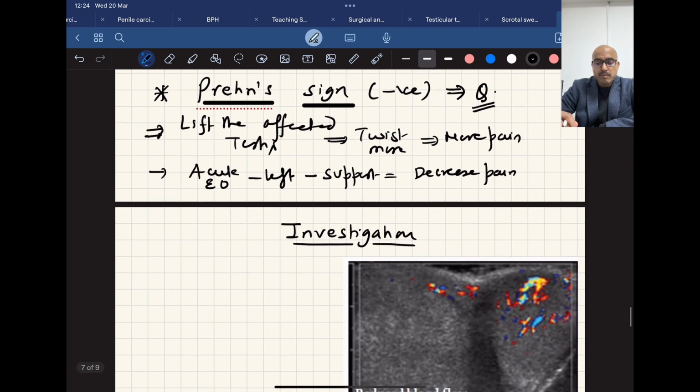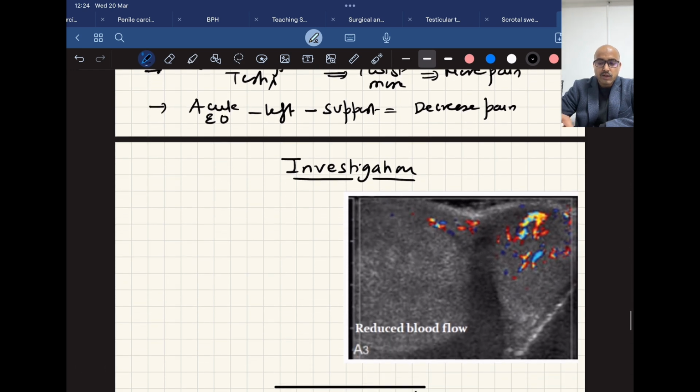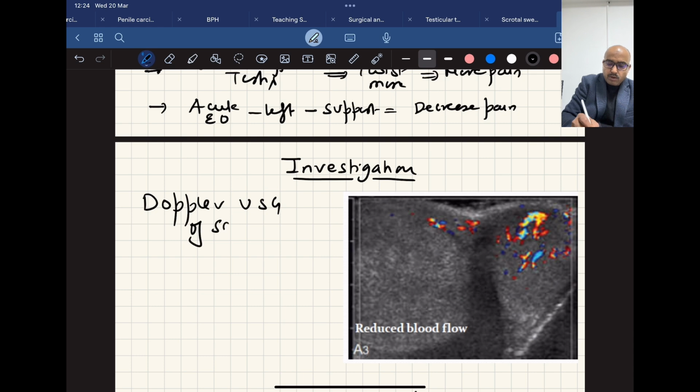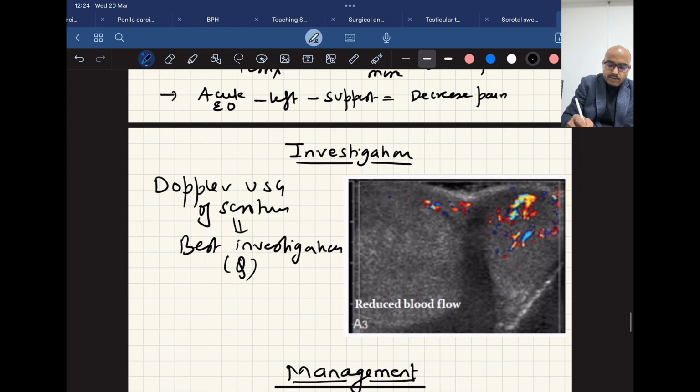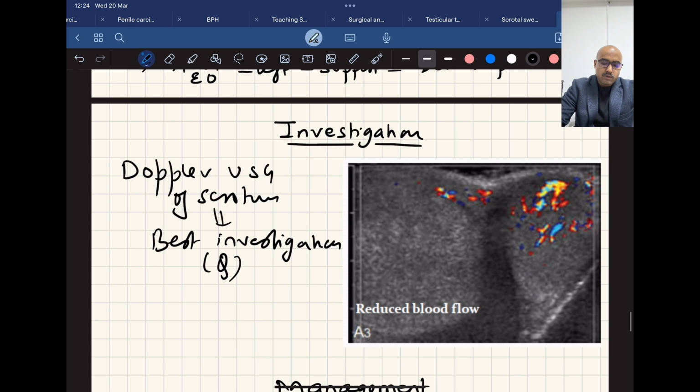But if you have time and if you have the resources, then it is better to do Doppler ultrasonogram. Okay, the best investigation is Doppler ultrasonogram of the scrotum. Again, this could be a question in the exam. So what is Doppler? In Doppler, we see the vascular flow, right? So whenever there is a torsion, you know that it will be reduced, right?